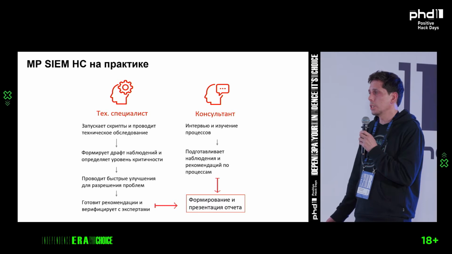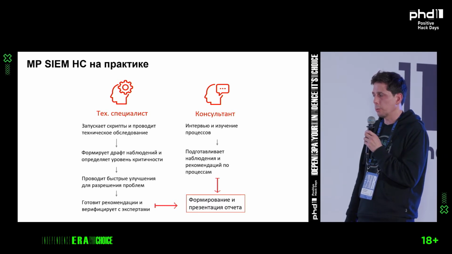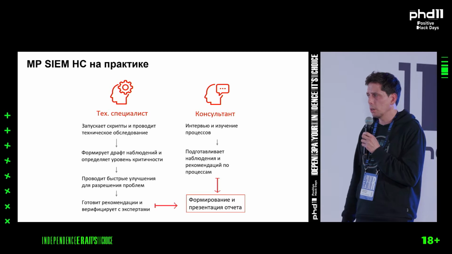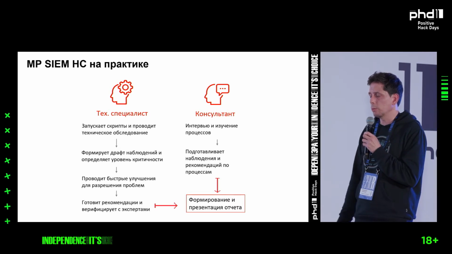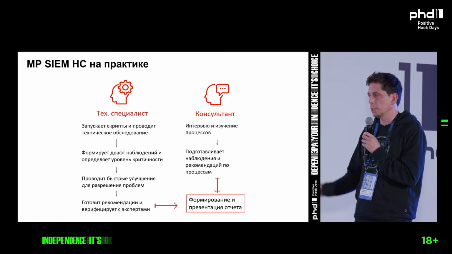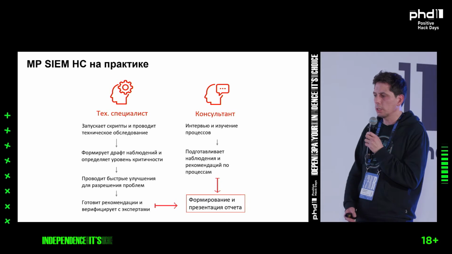So in practice, we took two experts, a technical expert and a consultant. Each had his own role. The techie naturally was responsible for manual checks, running the scripts, doing technical assessments, and drafting the observation report. And he also prioritized them by criticality.